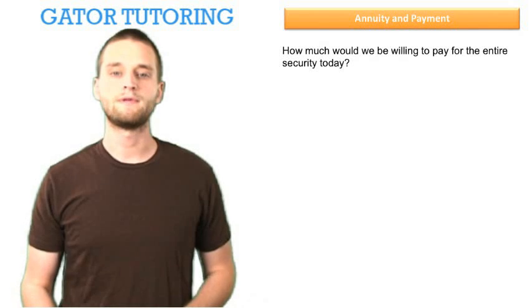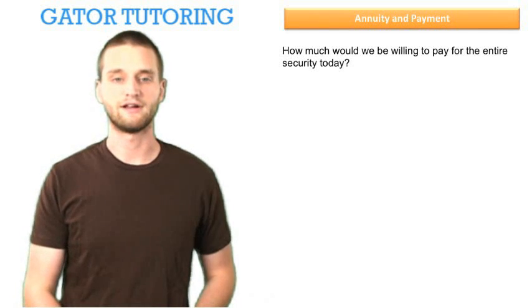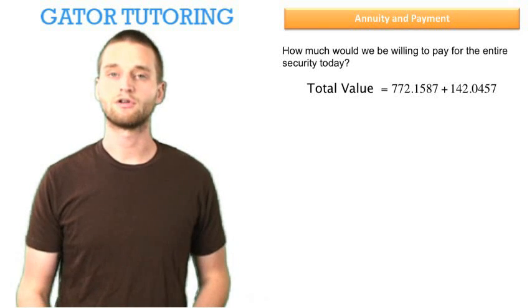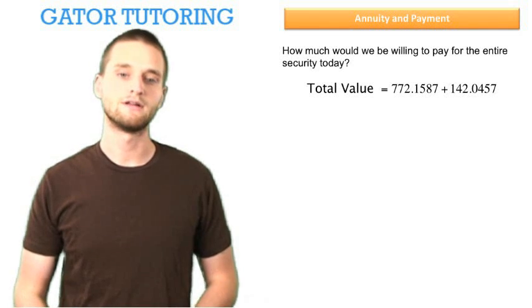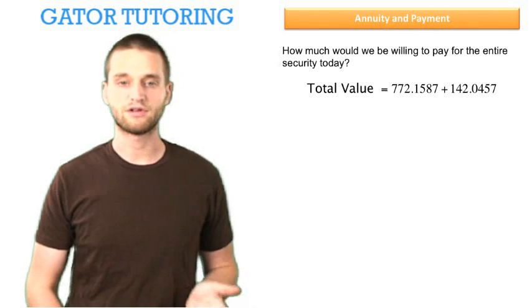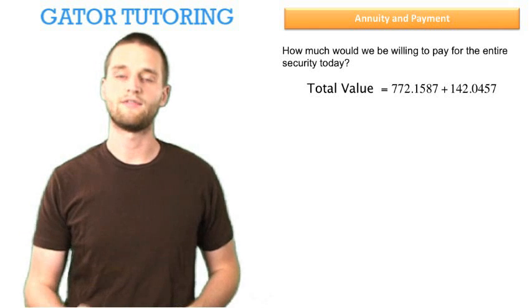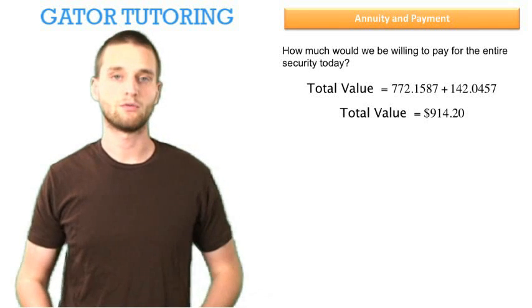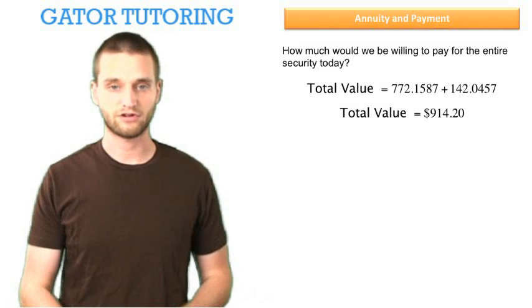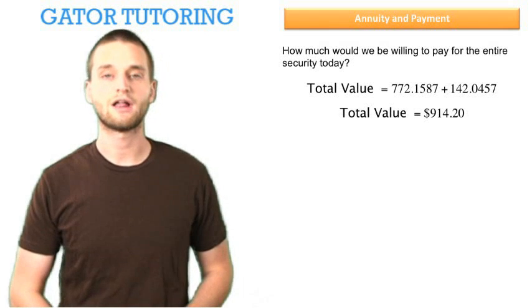So how much would we be willing to pay for the entire security today? Well, the total value is just the total value of the annuity plus the total value of the lump sum payment. We found the annuity to be worth $772 and the lump sum payment to be worth $142. So the total value, what we'd be willing to pay today for this security, is $914.20.